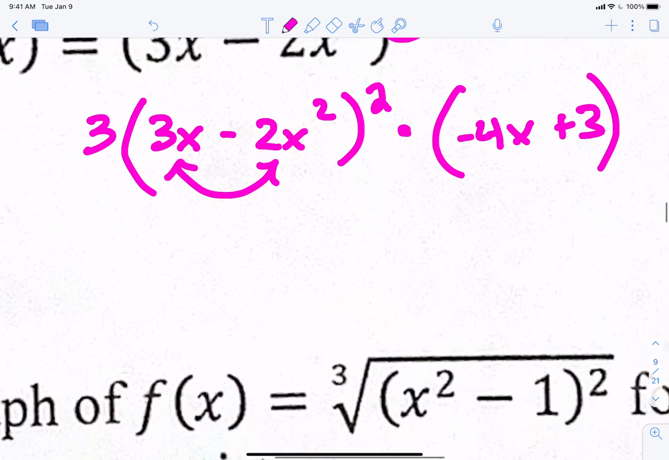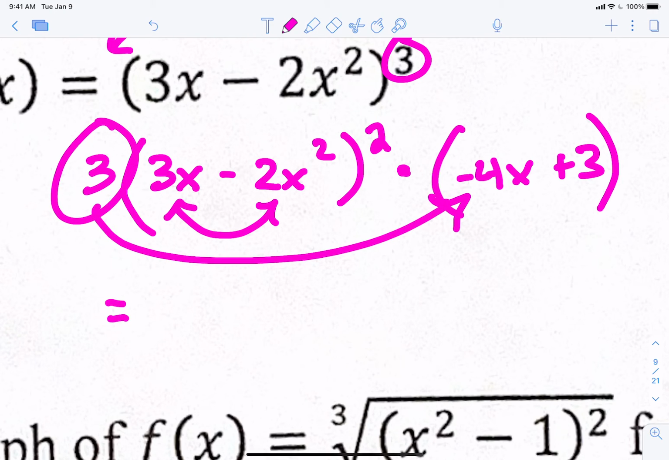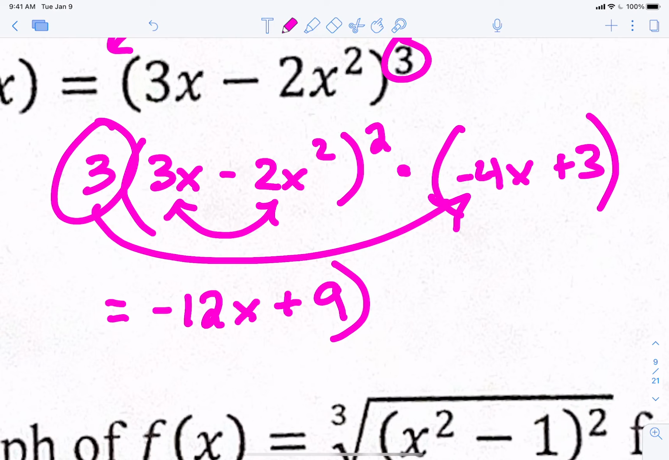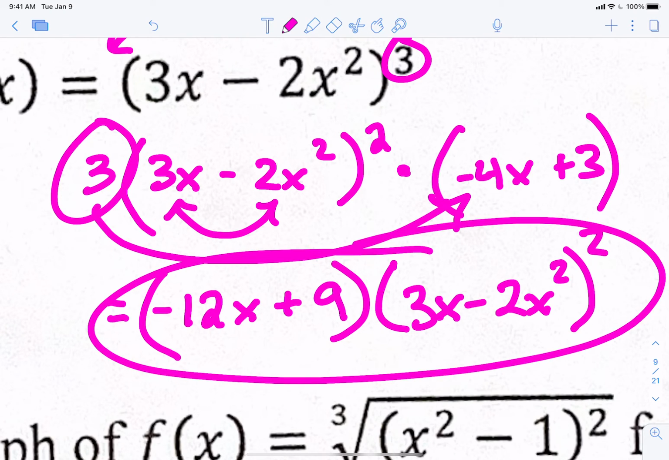Derivative of the inside. And then you multiply the 3 with this, so negative 12x plus 9, and leave it in parentheses. 3x minus 2x squared, squared. We're just rearranging it, and this is my simplification. Good? Happy with that?